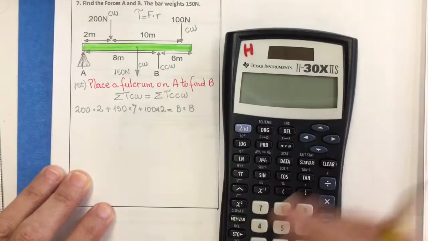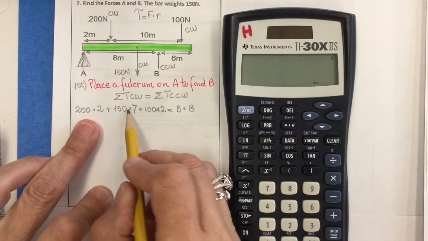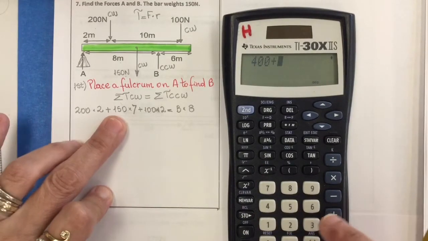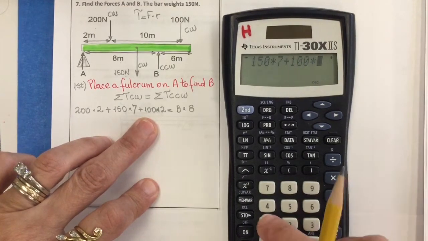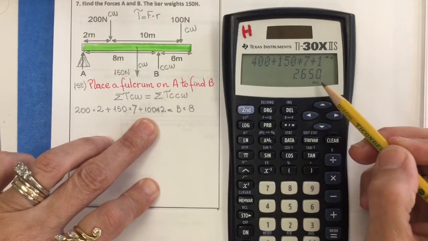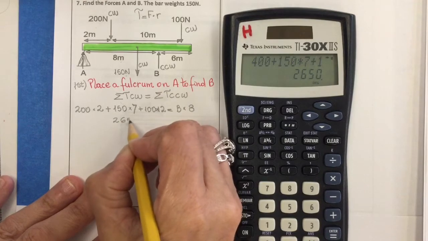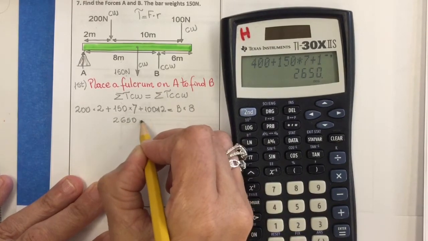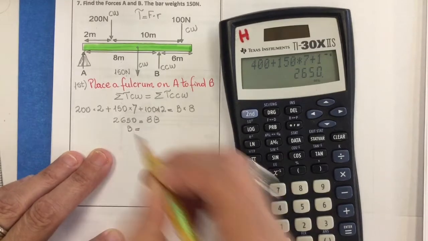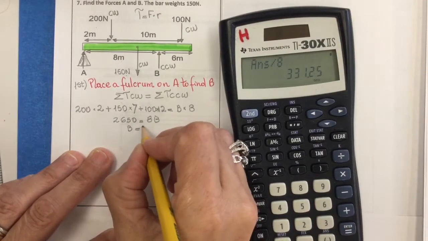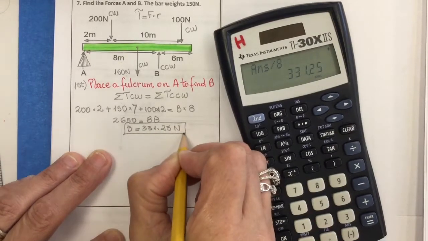So now we are going to multiply all these portions. There will be 400 plus 150 times 7 plus 100 times 12, which is equal to 2,650. All right, let me do it a little bit slower here. 2,650 equals 8B. By dividing both sides by 8, B is 331.25 newtons. So we found one force.